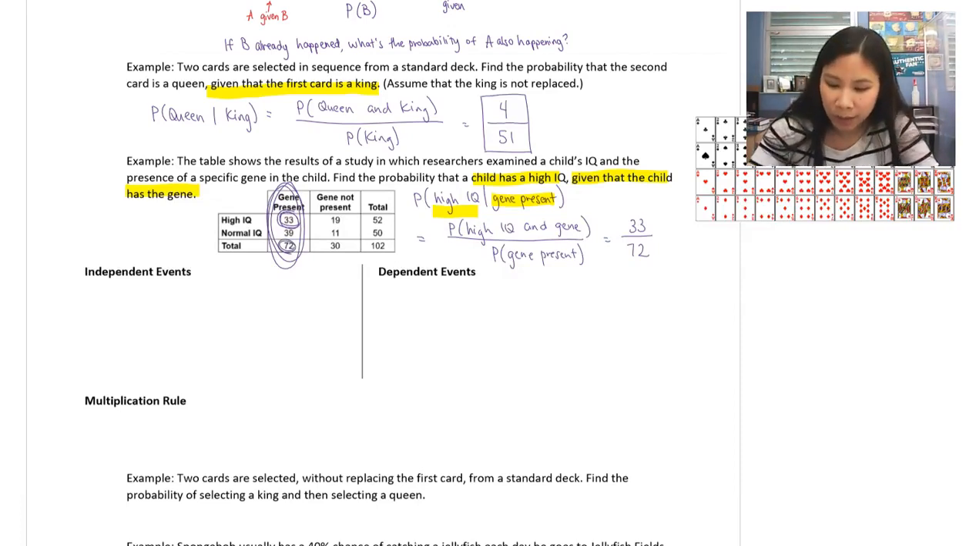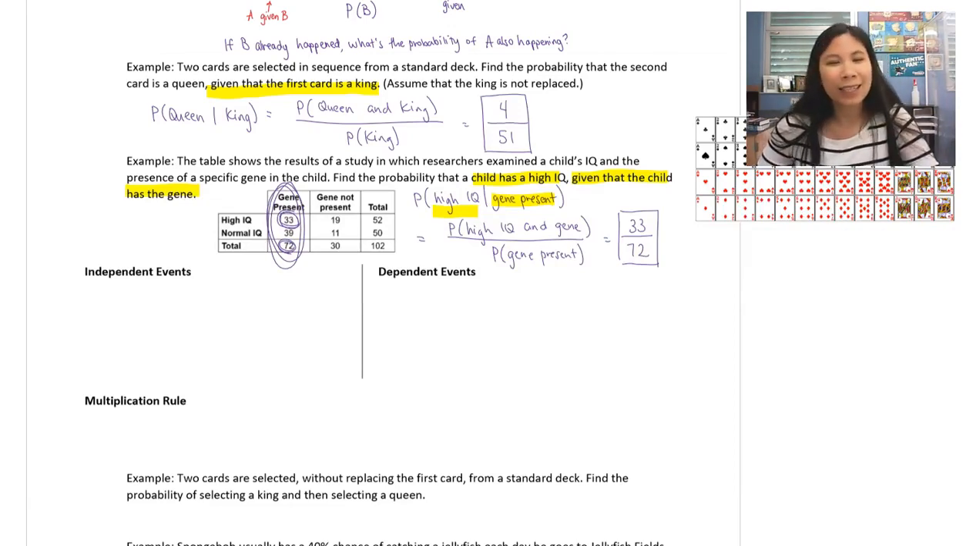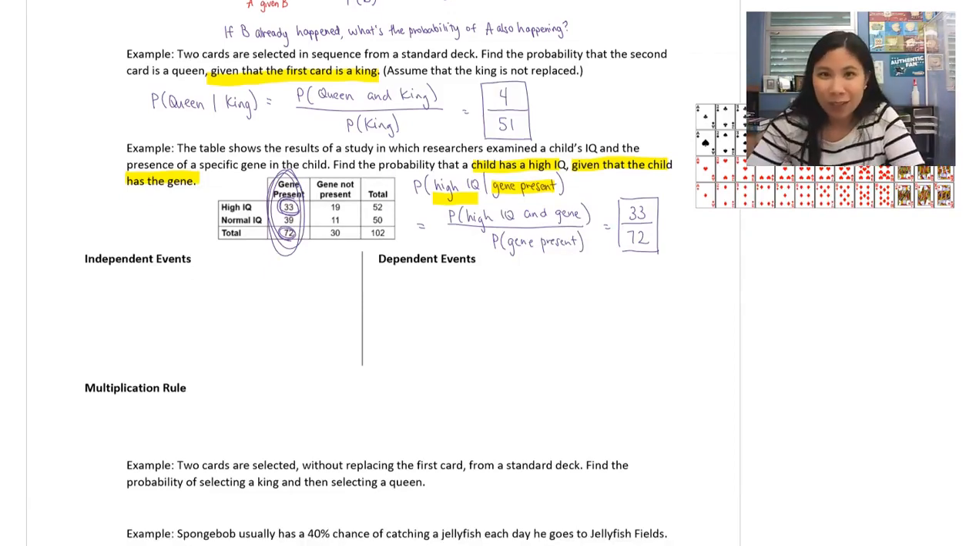So our probability then of finding a child that has high IQ given that the child has the gene is going to be 33 over 72. And like I said before, we never need to reduce our fractions. This is it. And if you really want, you can write your answer as a decimal or a percent. Okay, so that's all I've got for the conditional probability, and in class we'll do some more examples as well.